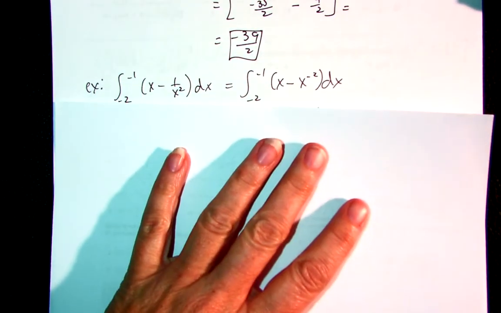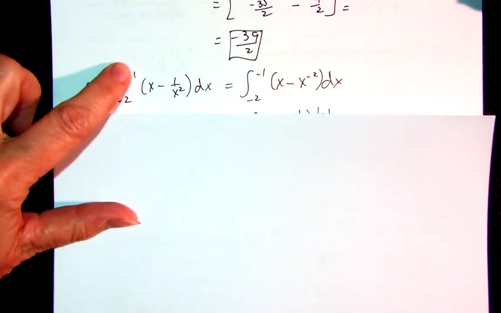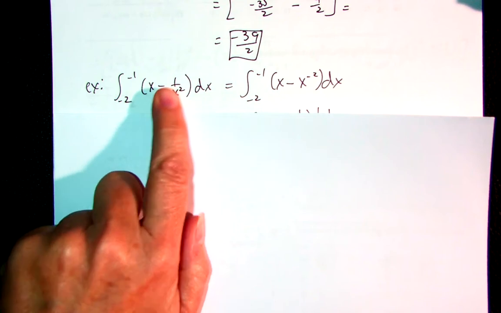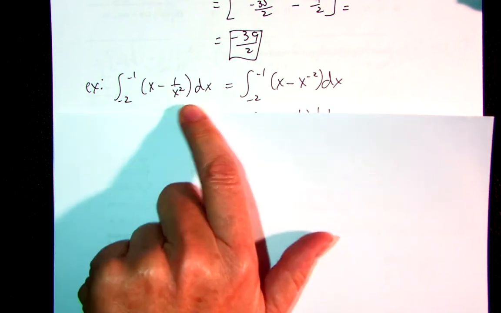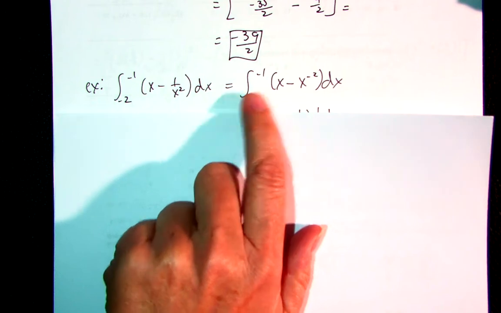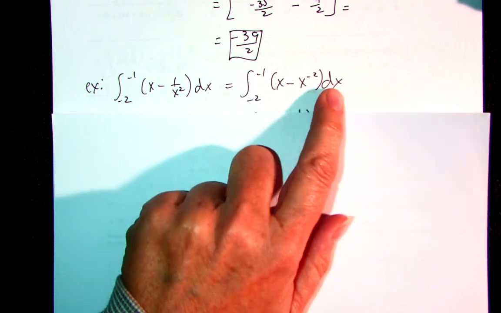Let's try another one. Here's an example. Again, please notice my bounds. This is the larger number, this is the smaller number. That's an agreement. So I have x minus 1 over x squared dx. First thing I'm going to do is rewrite this before I take the antiderivative. So this is the definite integral from negative 2 to negative 1 of x minus x to the negative 2 dx.